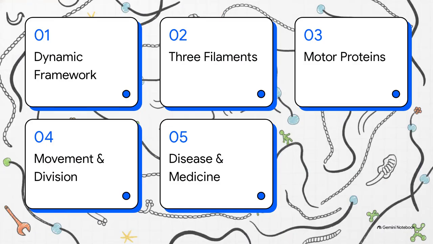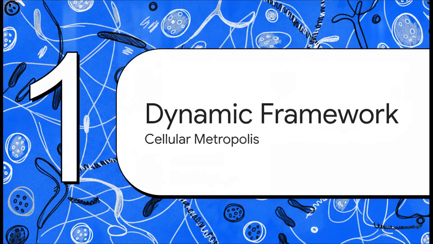So, to understand this microscopic marvel, here's our quick roadmap for today's explainer. 1. The cell's dynamic framework. 2. The 3 cytoskeleton filaments. 3. Motor proteins and transport. 4. Cell movement and division. And finally, number 5, disease, cancer, and medicine. Let's dive in. Part 1.